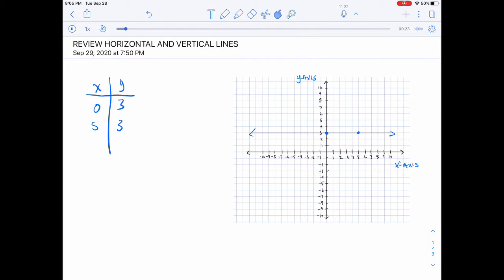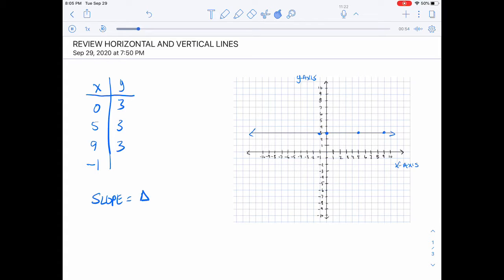How about if x is equal to 9? Well, y is still equal to 3. How about for negative values? At negative 1, well, y is still equal to 3.